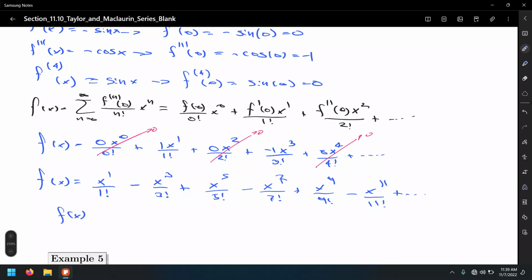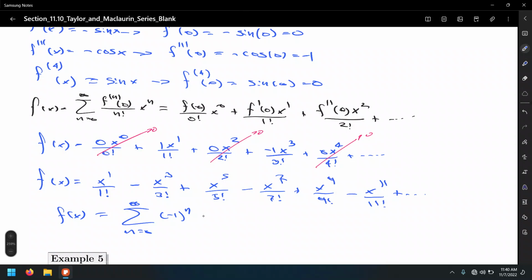So f of x equals sigma n equals 0 to infinity. Of course we need some alternating factor, but we need to figure out the form of the factor. And so, is negative 1 to the n going to be good enough? Well, for n equals 0, negative 1 to the 0 power, yes, that's going to give us the positive term, the first positive term.